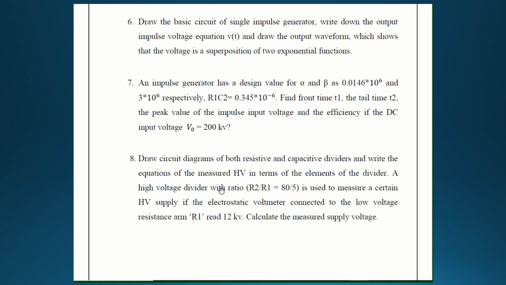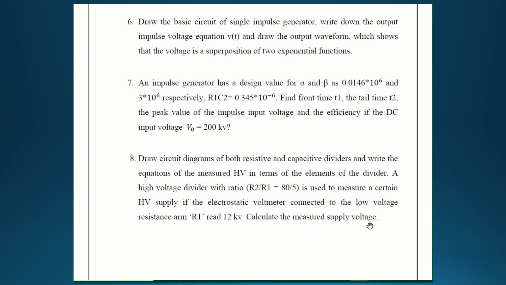And he gives us the given values: a high voltage divider with ratio R2 divided by R1 equal to 80 divided by 5 is used to measure a certain high voltage supply. If the electrostatic voltmeter connected to the low voltage resistance arm R1 reads 12 kilovolt. So he gives us the low voltage as 12 kilovolt. He wants us to calculate the measured supply voltage.